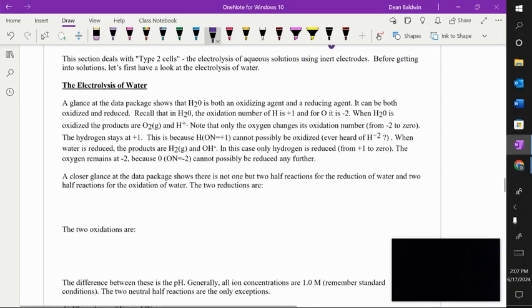All right. So type 2 cells are the same as type 1. We have inert electrodes, all right? But we're doing it in aqueous solutions. And because we're doing it in aqueous solutions, we need to account for water, okay? Remember, type 1 was molten salts, where you basically just melt them, so there is no water in solution. Type 2, we have water. So we have to look at the electrolysis of water, okay?